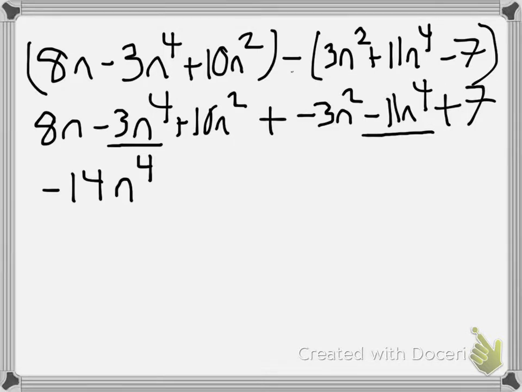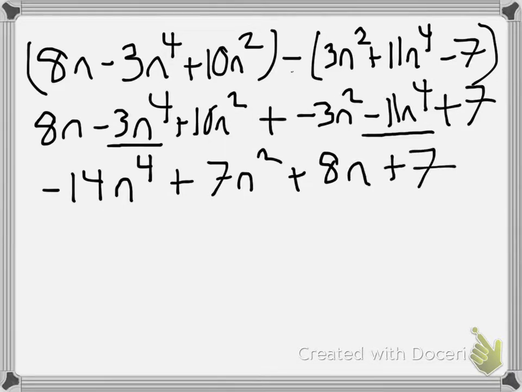Now the second part, we've got 10n squared and we've got negative 3n squared. So 10n squared minus 3n squared is 7n squared. And then we have 8n, but the 7 doesn't have an n next to it, does it? So there's nothing to add to the 8n, so I just put plus 8n. And then I have plus 7. And then it's done. There's nothing else you can do. If they don't have the same variable to the same power, you can't add them.